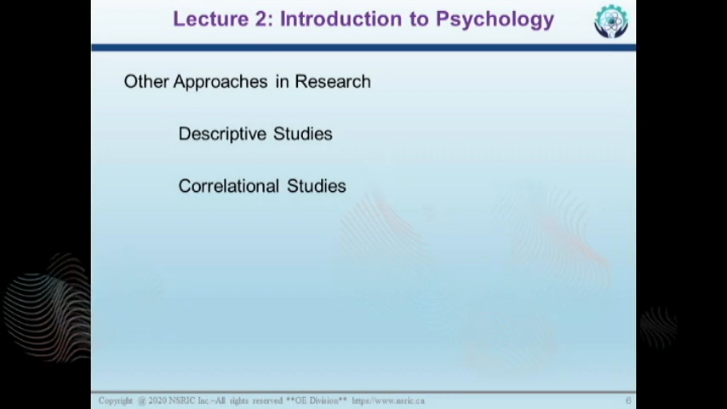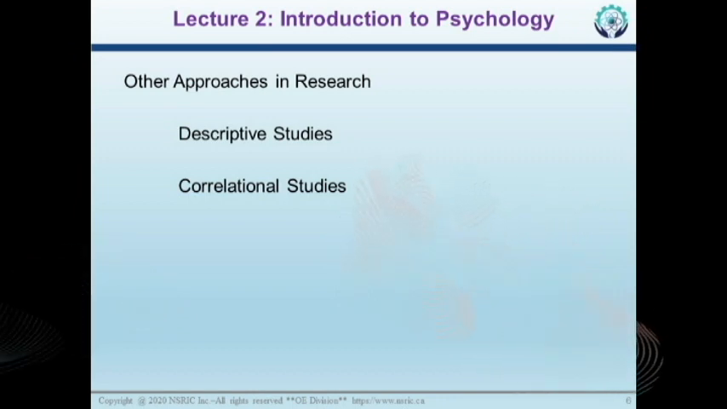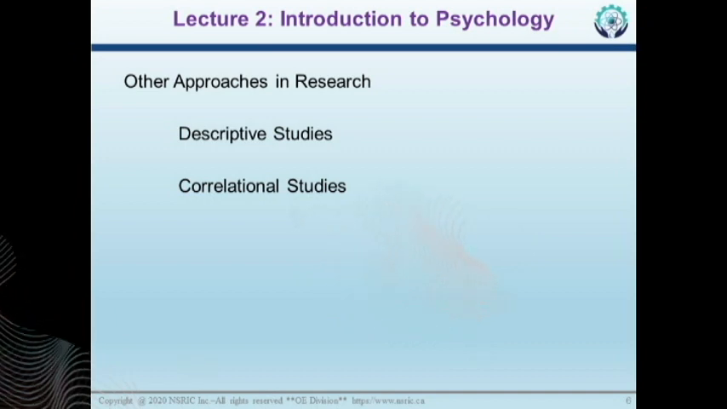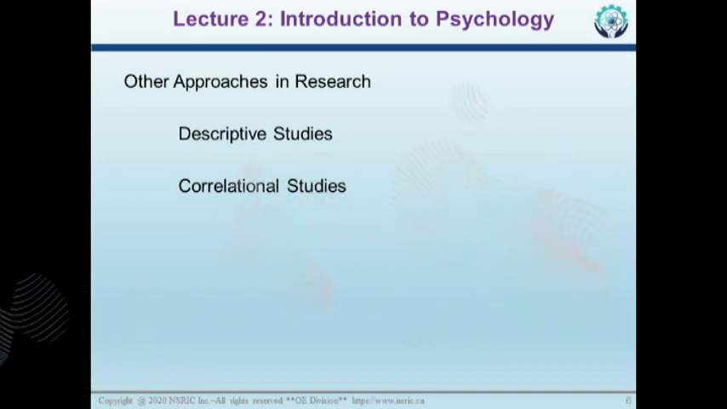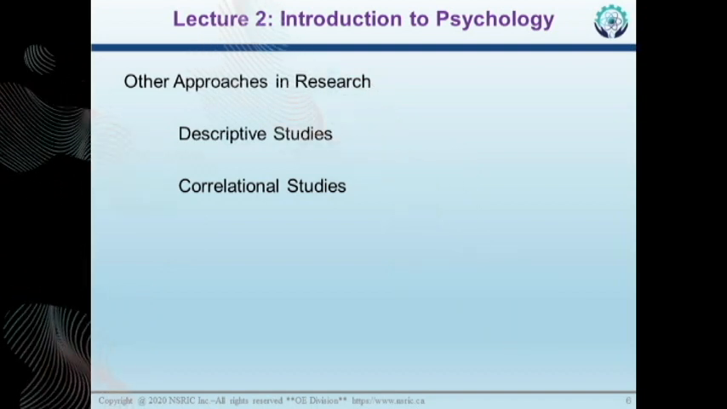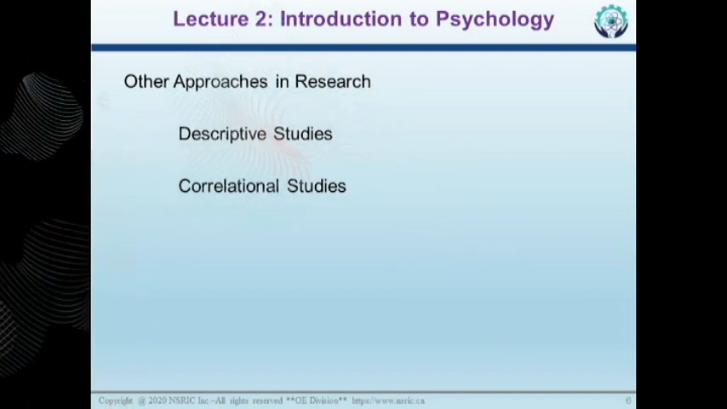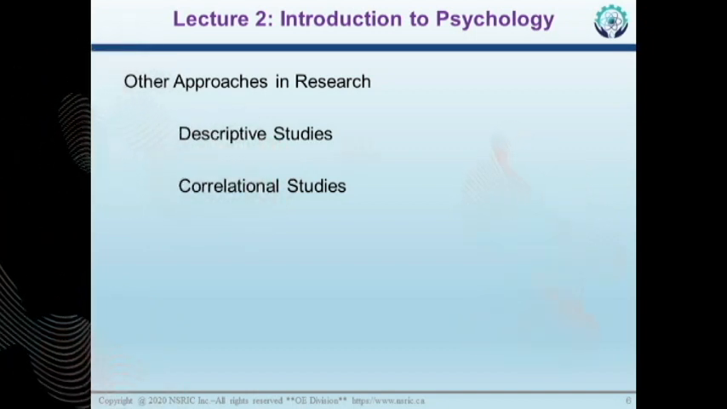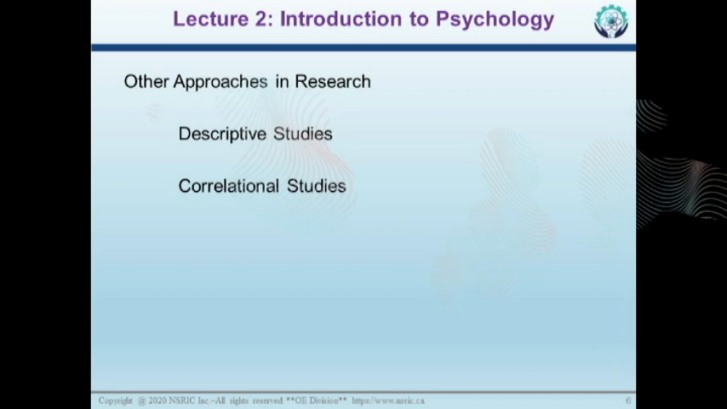Descriptive studies don't really measure the effect of a variable. Rather, they only seek to describe a variable. Then along those lines, you can have correlational studies. This is where you investigate the connection between two or more variables, and you want to consider the relationships between them.